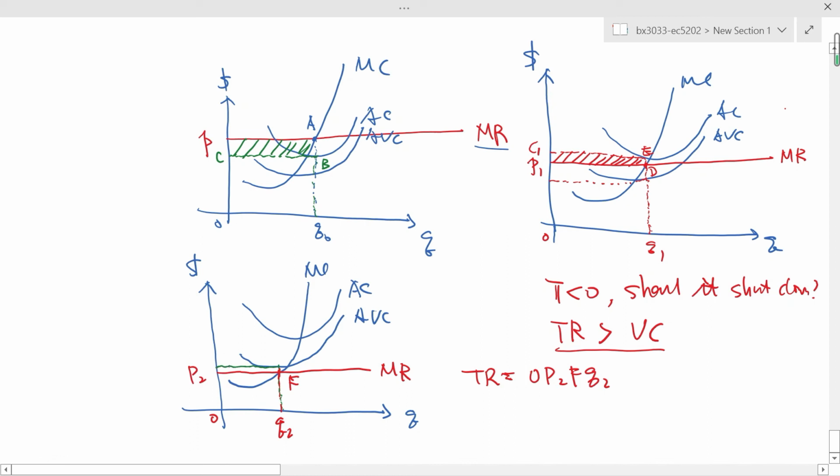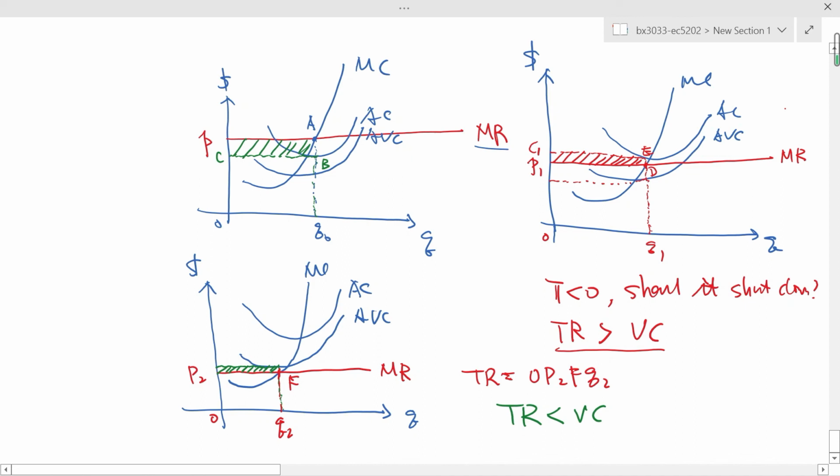And we see that now the total revenue is less than variable cost. So in these situations, this is too bad. So the firm is actually better off just shutting down. Okay, the total revenue cannot cover the variable costs. Okay, so we have these three diagrams, and I hope you appreciate that.